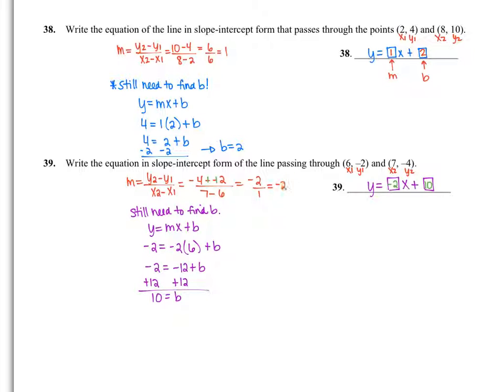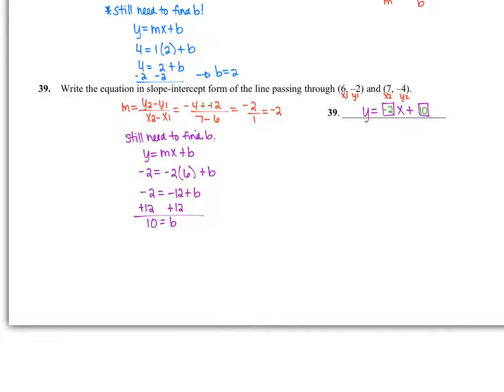We know that negative 2 can take the place of m. Y I replaced with negative 2, which means x has to get replaced with 6. I could have also chosen this ordered pair, I just didn't. Negative 2 equals negative 12, because that's negative 2 times 6 plus b. To isolate b, you get rid of negative 12 by adding it to both sides. Negative 2 plus 12 is 10. So now I know to put 10 in my second box. So y equals negative 2x plus 10.